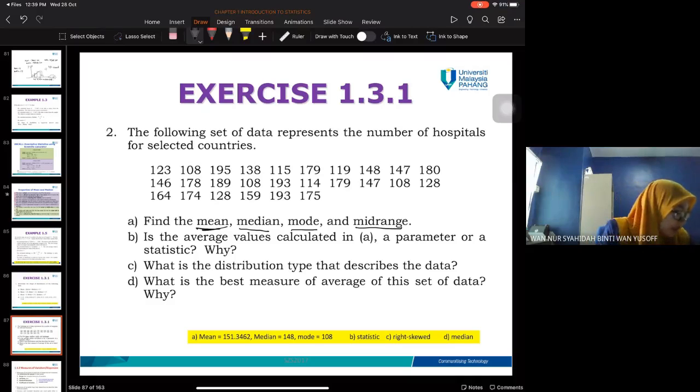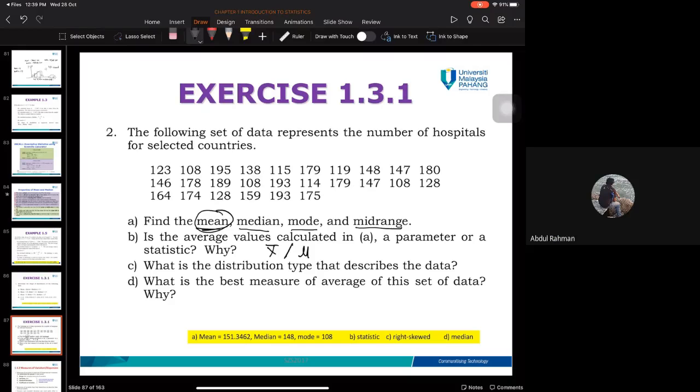Okay, the B. So we go to the interpretation. Is the average value calculated in A a parameter or a statistic? So the mean here, is it X bar or mu? Anyone? X bar.